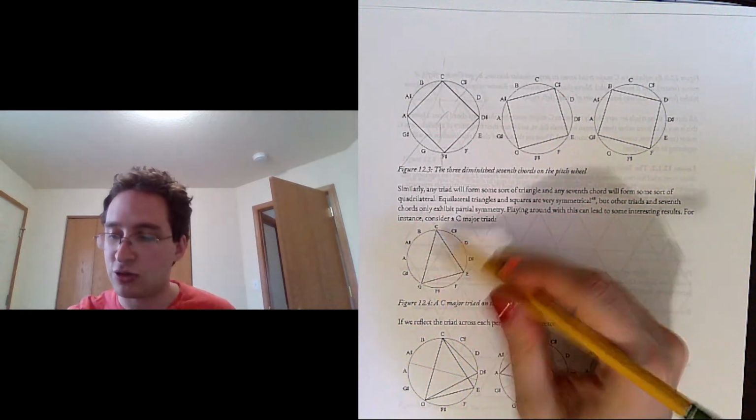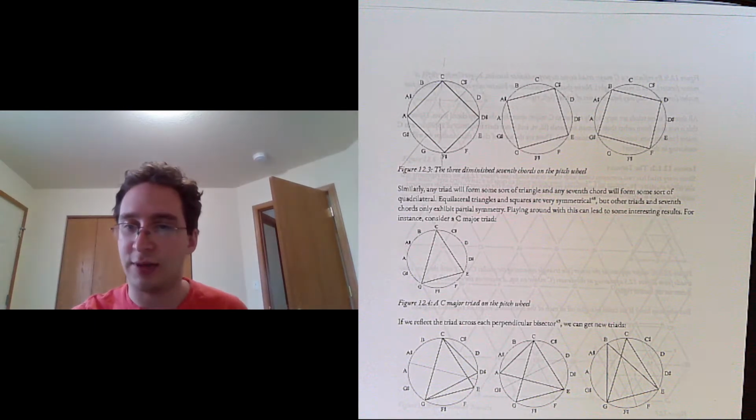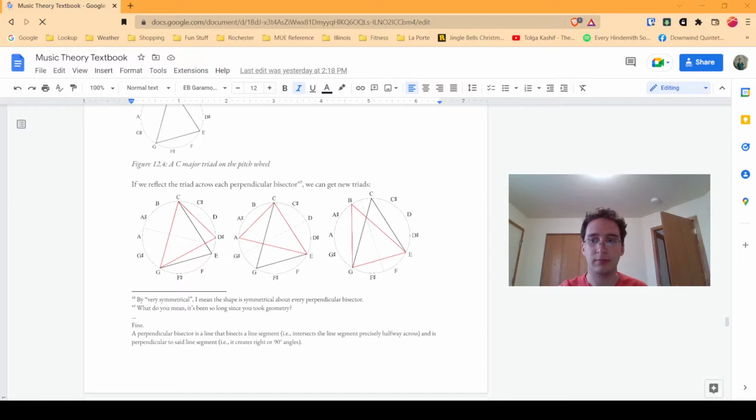So we have a C major triad here. This is originally in color, but it's not on my printout, so here we go. If we reflect the triad across each perpendicular bisector, we can get new triads. The perpendicular bisectors, in case you don't recall your geometry class, are the lines that bisect a line segment, go exactly through the midpoint, and are perpendicular. It meets it at 90 degrees. So those are the very light dotted lines in these diagrams.